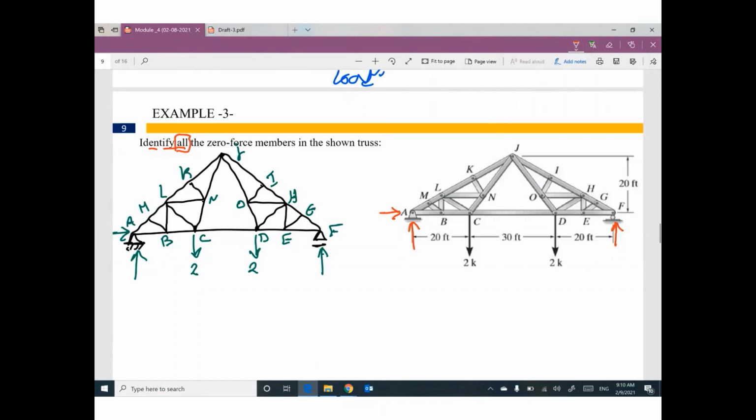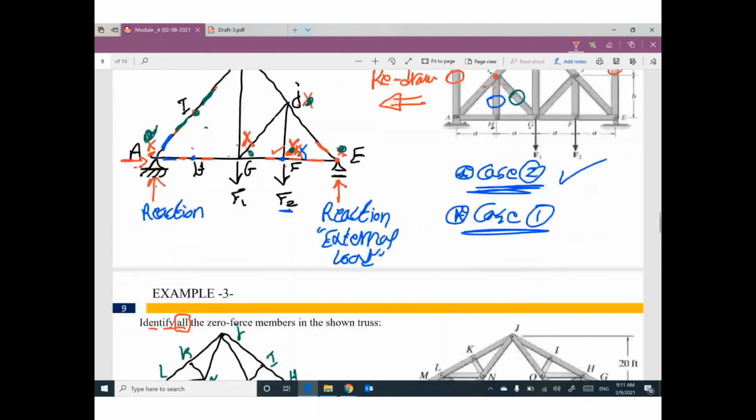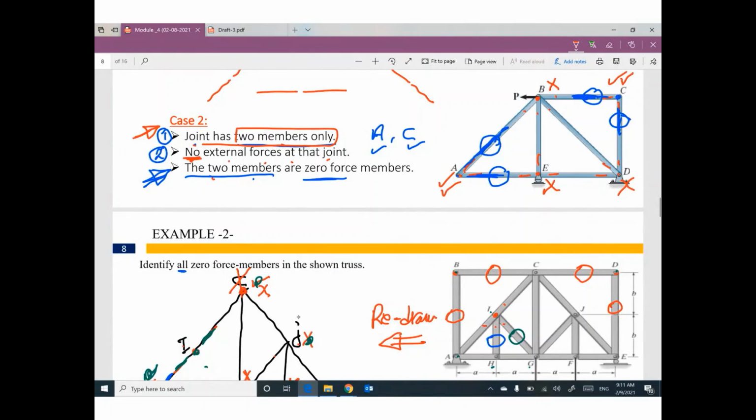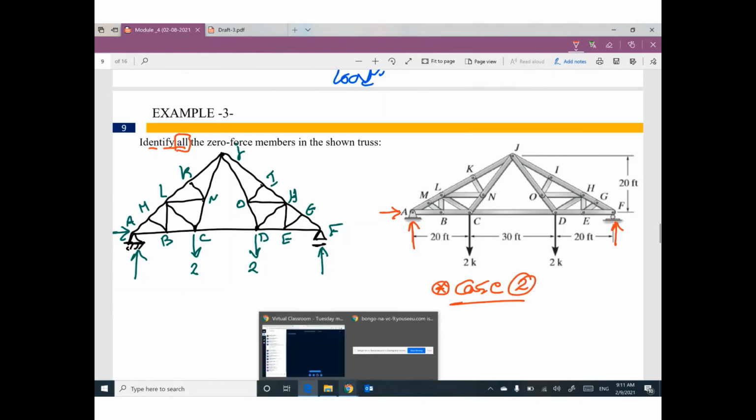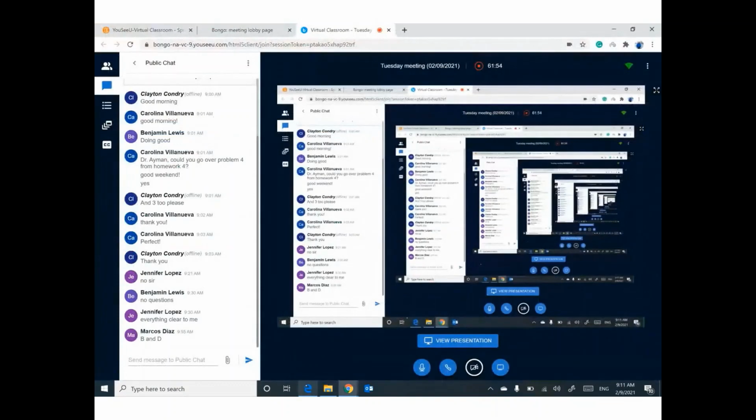Guys, I'm gonna start with case number 2. Please start to check case number 2. You have a joint with 2 members only and no external load. Just 2 conditions for case number 2. Joint has 2 members only, no external load. Please go ahead and check and tell me, anybody can tell me, do you have a joint with 2 members only and no external load? Any answer?